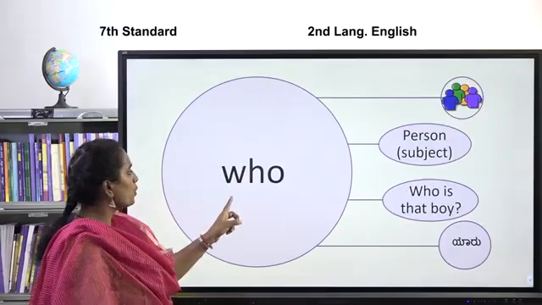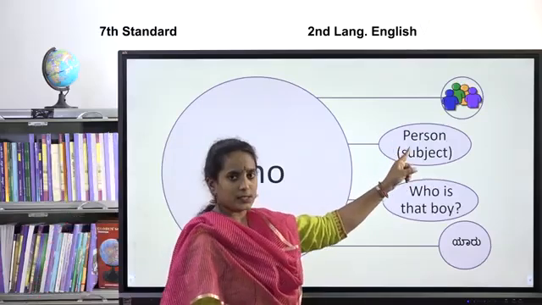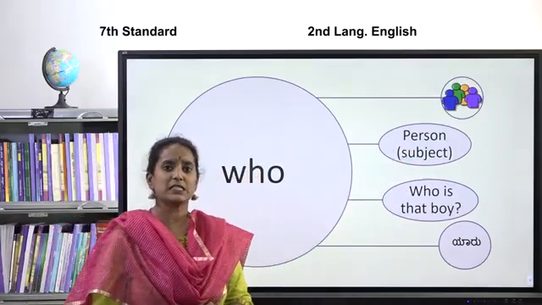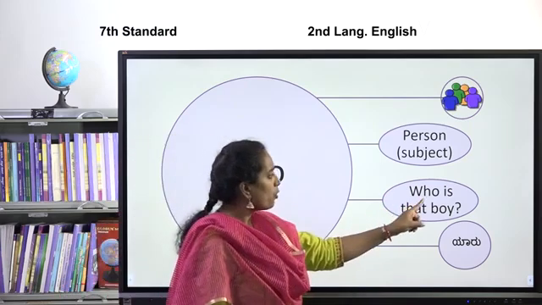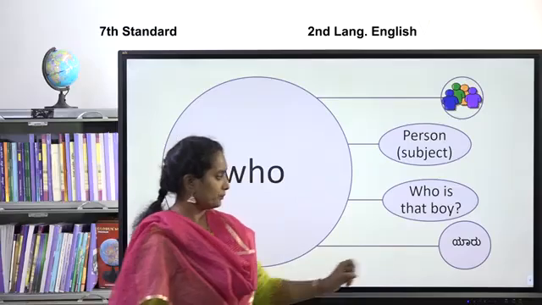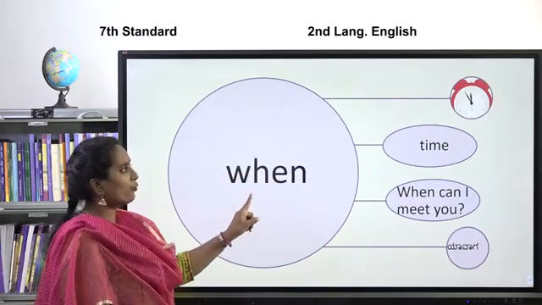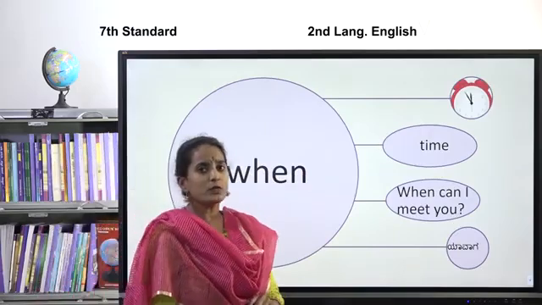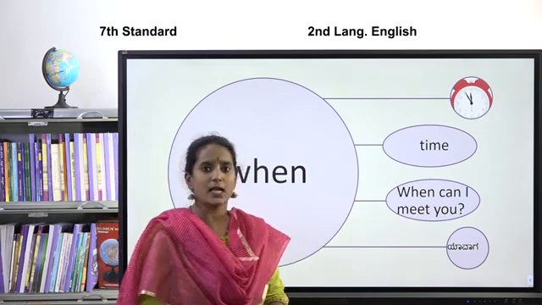Next word, who. We use the word who for a person when the person is a subject in the sentence. Example, who is that boy? What do you tell in Kannada? Yaru.